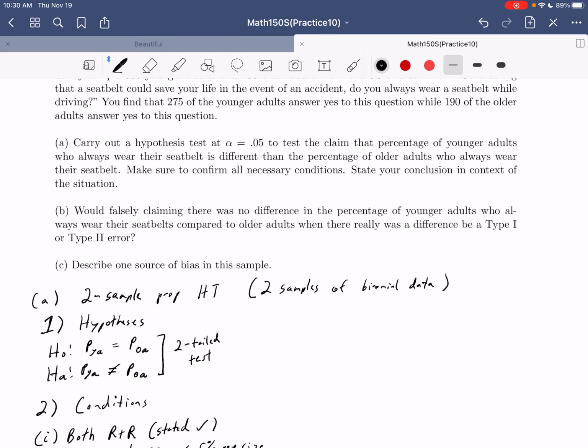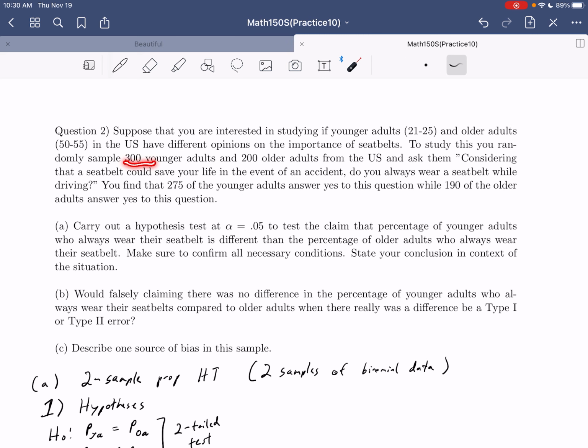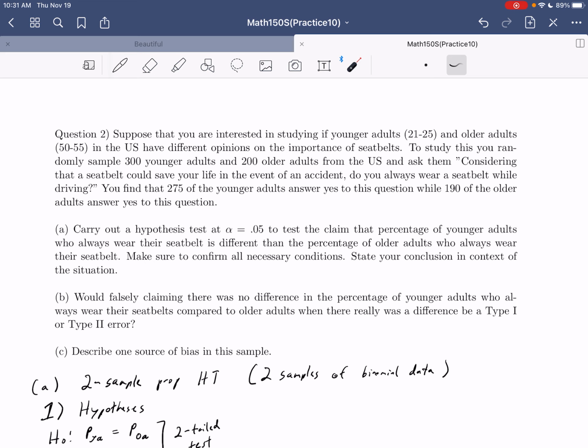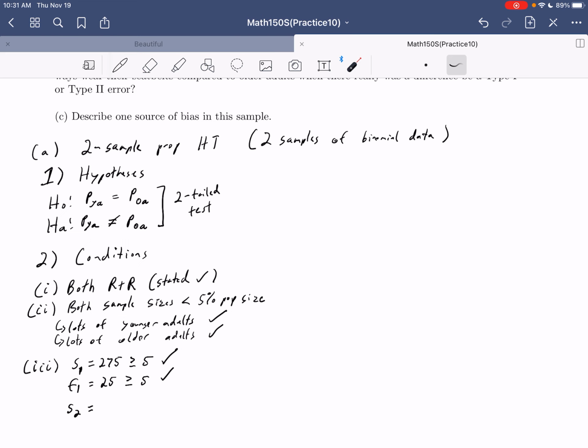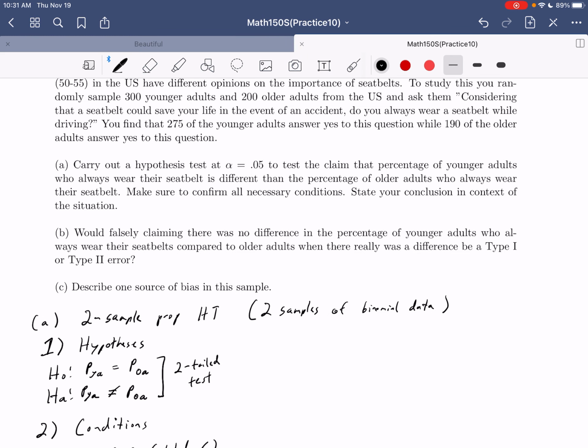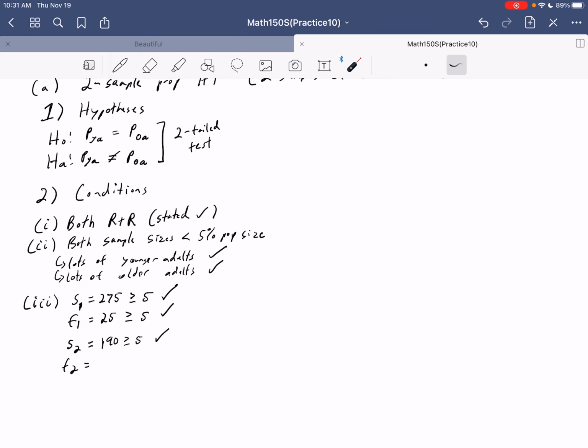What about failures for the first group? Well, that we can determine by simply taking the number of younger adults, 300, and subtracting 275. So 300 minus 275 tells us that 25 did not always wear their seatbelt, so that's greater than 5, so we're all good. Then for group 2, this is going to be the older adults. How many successes? Well, if we look back up here, it'd be 190, and that, of course, is greater than or equal to 5, so we're all good there. And how many did not? Well, the failures there. So we know our sample size was 200 overall, so we can just take 200 minus the 190 and find out that there were 10 that did not there. So 10 greater than or equal to 5.